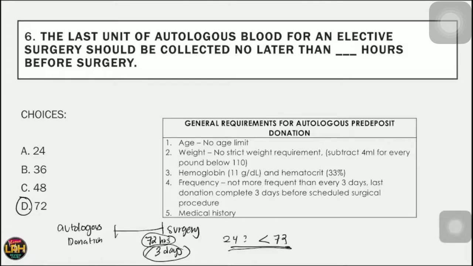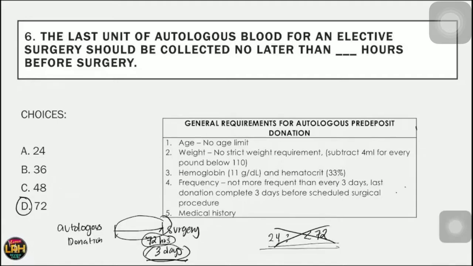So this time is very critical for the patient to allow the bone marrow to replace the blood that was lost during the donation. Therefore, it is suggested that before the surgery, autologous donation should be scheduled 3 days prior to the surgery. So for question number 6, the answer is 72.